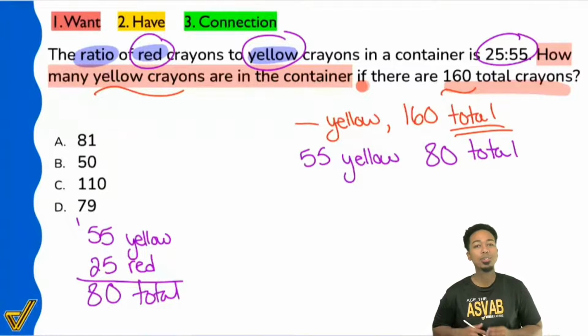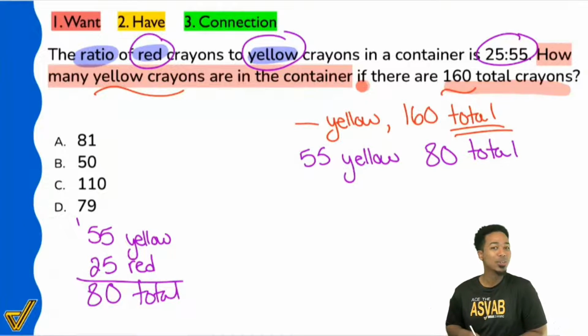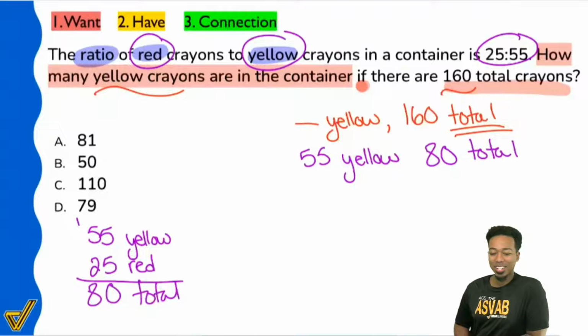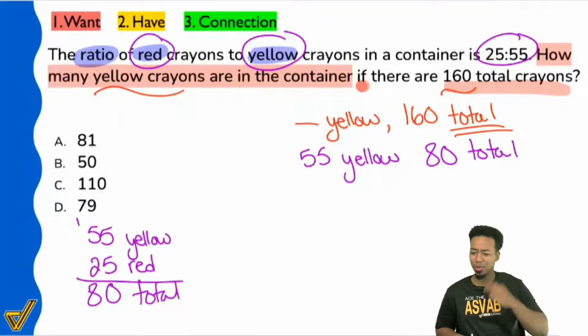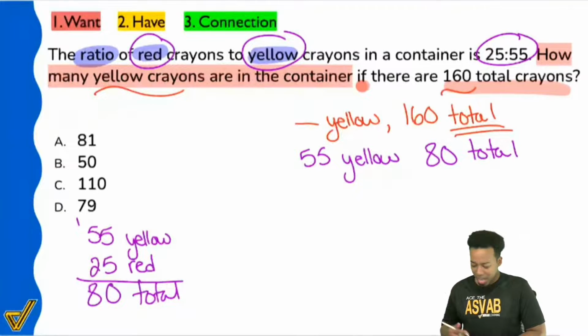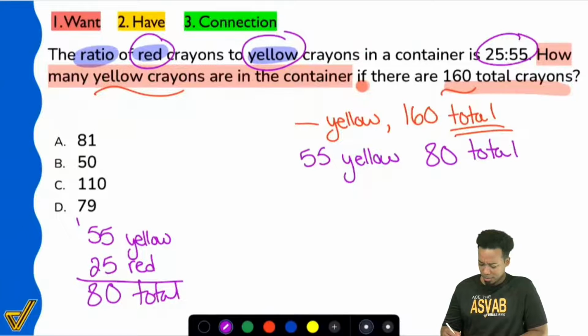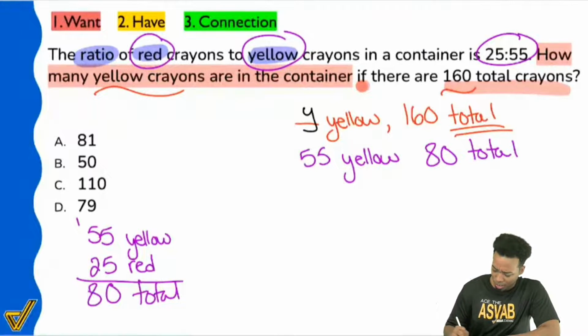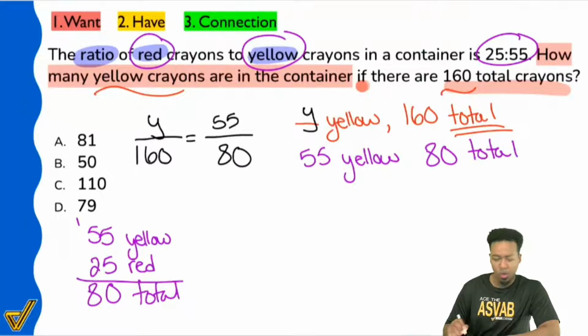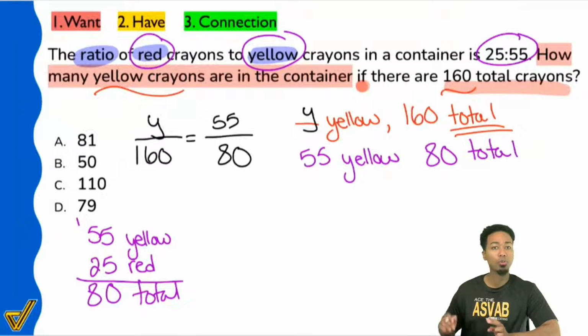Does anybody here notice that we have a very convenient numerical situation here? Does anybody agree? And if so, can you tell me what it is? Yeah, guys, look, we could definitely compare the same things in the same way with a proportion. We can do y for yellow over 160 equals 55 yellow over 80. We can write that down and we can do our work no problem.